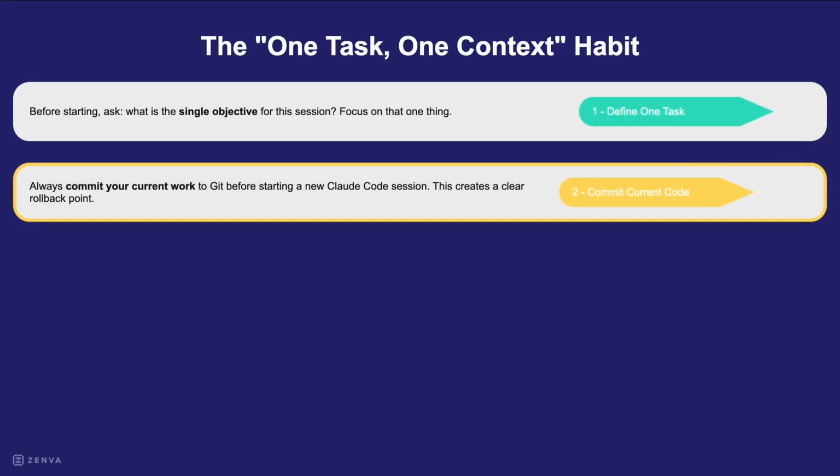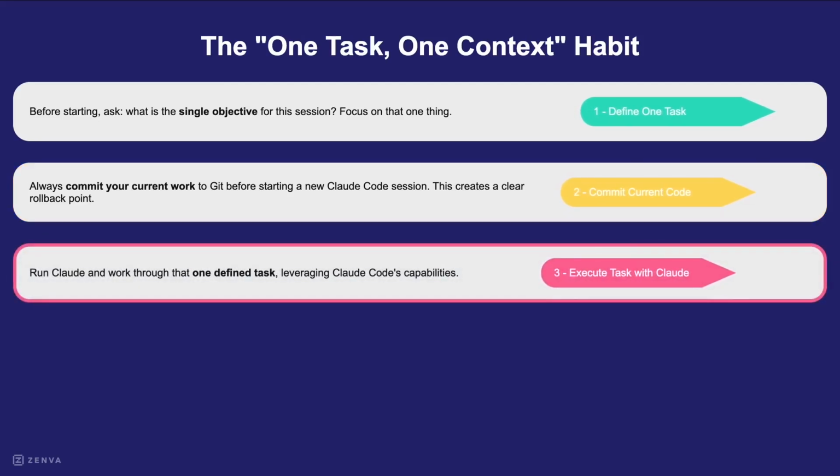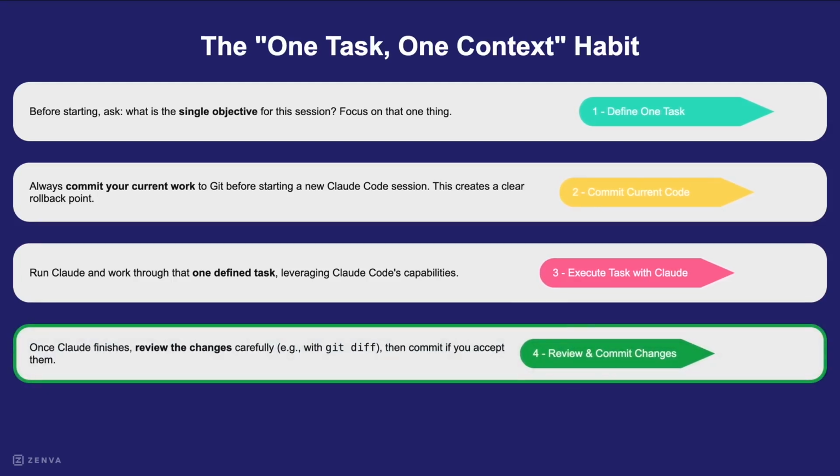Next, commit your work to Git before a new Claude Code session. This gives you a rollback point, protecting your progress. With your objective and code committed, run Claude and work through the task. Use Claude Code's power to reach your goal. When Claude finishes, review the changes, maybe using git diff. If you're happy, commit the changes.